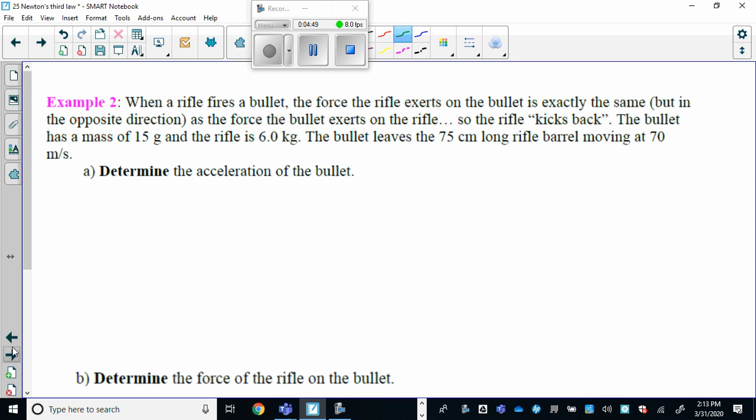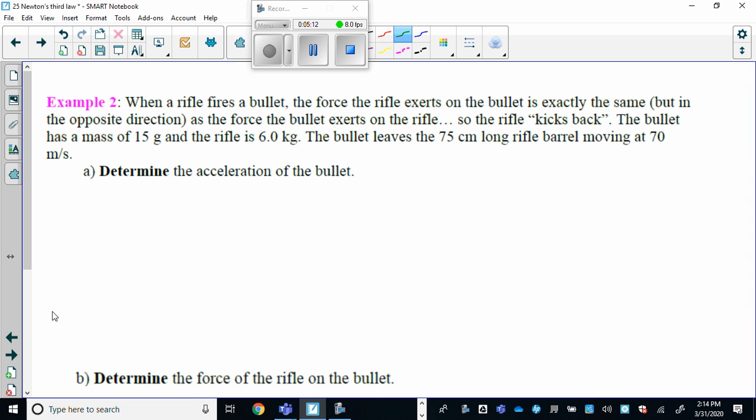It's the kickback or the recoil, and that's why if you're firing a rifle, you have to have it right against your shoulder, because if you don't, it could come back and hit your shoulder and could dislocate or injure you quite seriously. So if you're going to fire, you've got the bullets coming out of the rifle. It's going to exert an equal and opposite force.